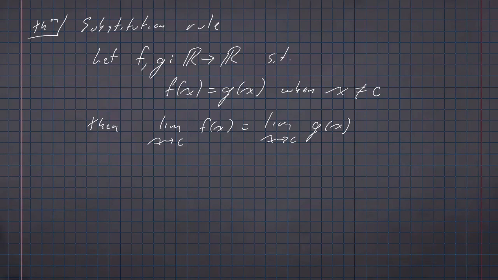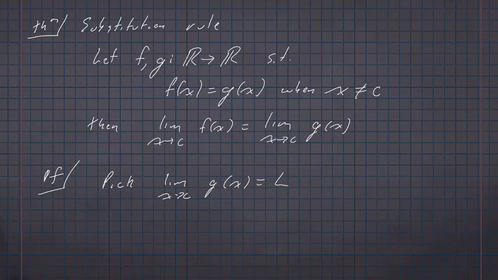One more theorem here is the substitution rule. Let's let f and g be functions so that f of x and g of x agree with each other everywhere except at x equals c. Then the limit of f of x is equal to the limit of g of x as x approaches c. So the way that this theorem is going to be used in practice is we're going to have one function whose limit we can find easily and one function whose limit we could not find easily. Let's pick g of x and say that the limit as x goes to c of g of x is equal to L. That's not the k we've been using before, but it's going to be the same limit for f and g, so we might as well just call them all L.